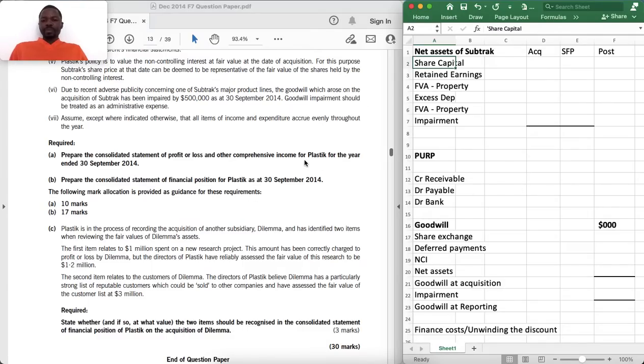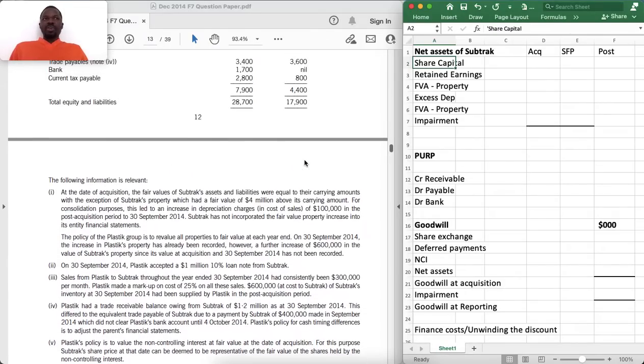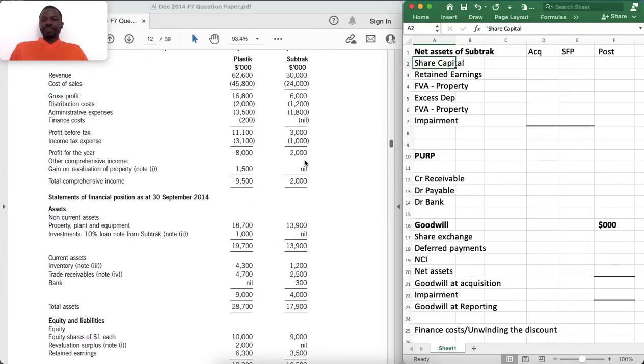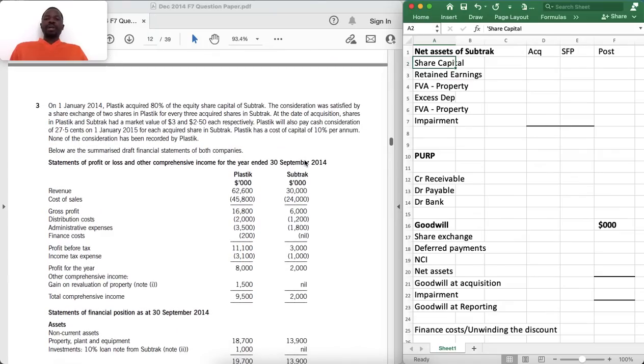Now, let's go and read the scenario. As usual, my exam approach is to create every working for the notes that will be given as additional notes.